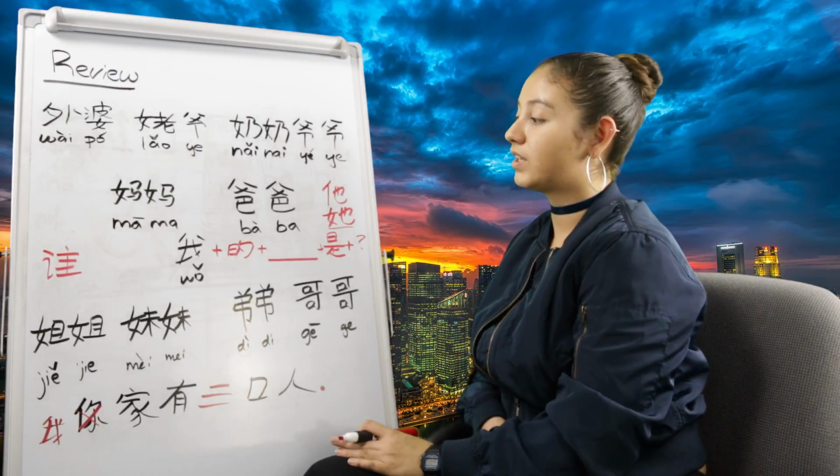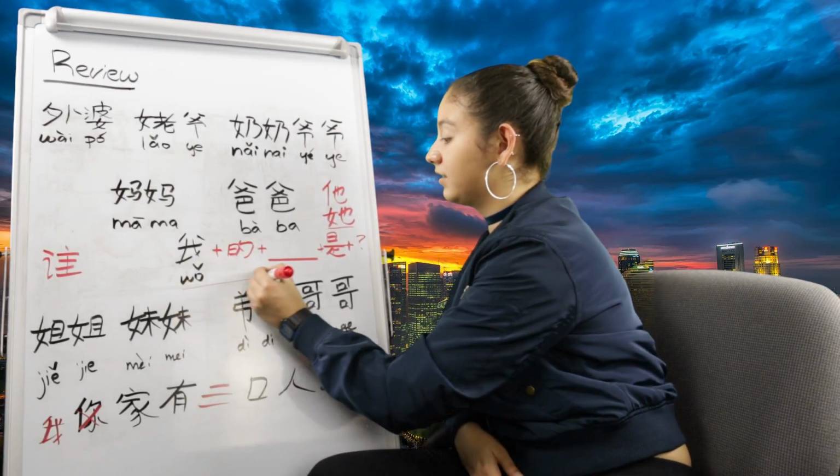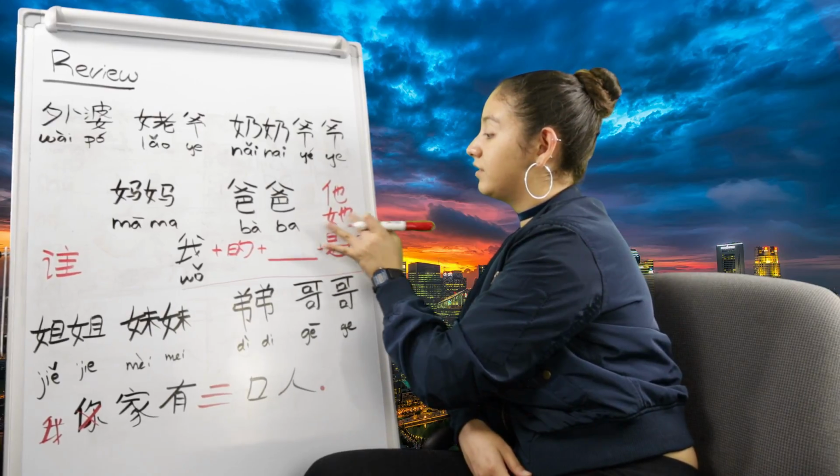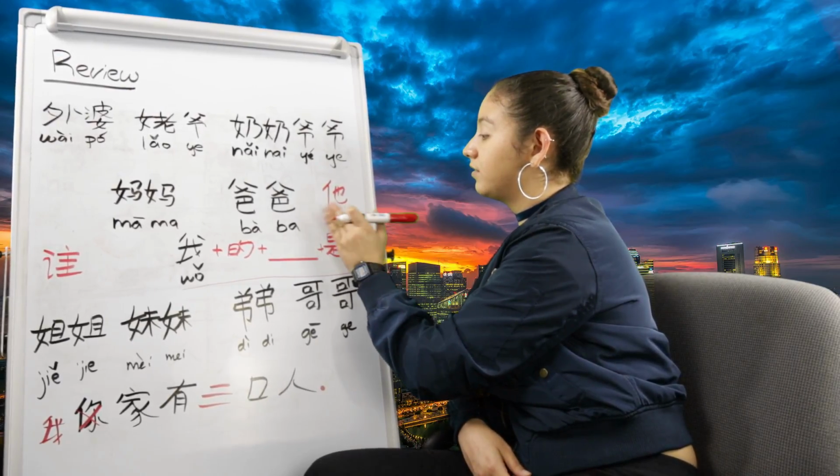Next, we have the question on their occupation. Like, what do they do? Here we have it right here in this sentence structure. Let's erase this so you can see it a little bit easier.